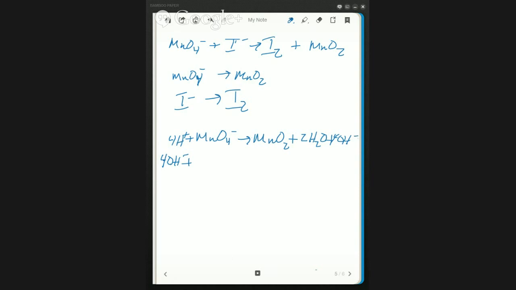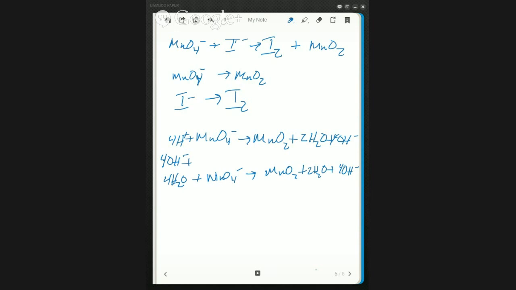Now, in doing that, notice that now I've created 4 water on this side. So 4H2O plus MnO4 minus yields MnO2 plus 2H2O plus 4OH minus. Now, my hope is that you're noticing as you look at this that we're going to have some waters that are actually going to cancel out in this. But we haven't done anything so far about the number of electrons.